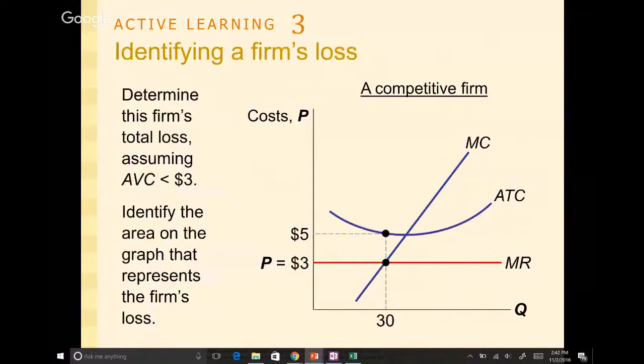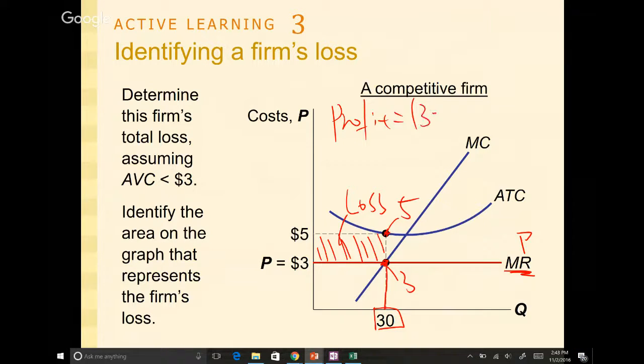Now for this one over here, again, first thing we do, look for where marginal cost equals marginal revenue. So that's marginal cost, marginal revenue. And then go down. Second step, get your quantity. Third step, go to ATC, get your average total cost, which is $5. Fourth step, the marginal revenue curve is also the price line. So price is $3. So for this one, this area is going to be our loss. So not a profit anymore because your ATC is more than price.